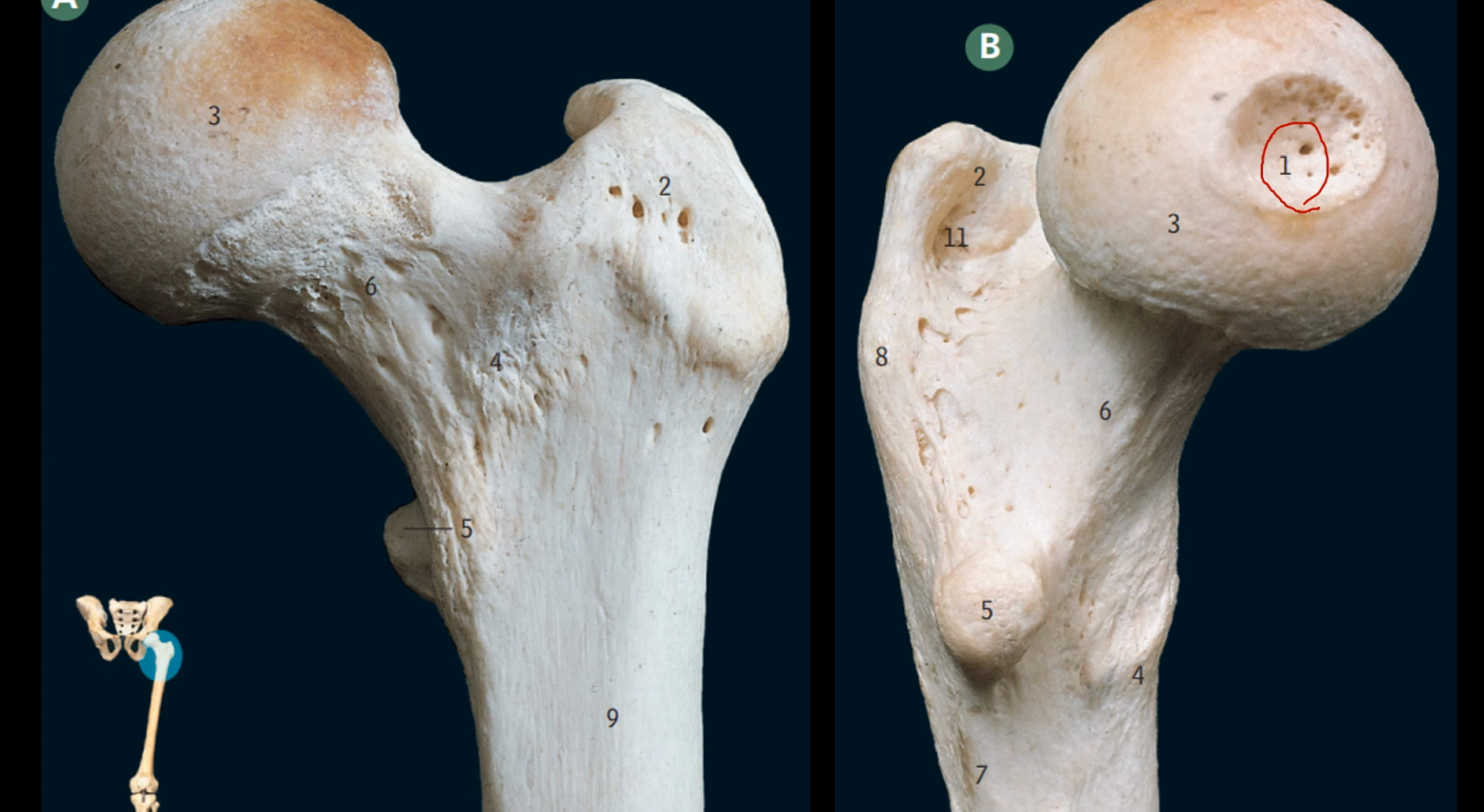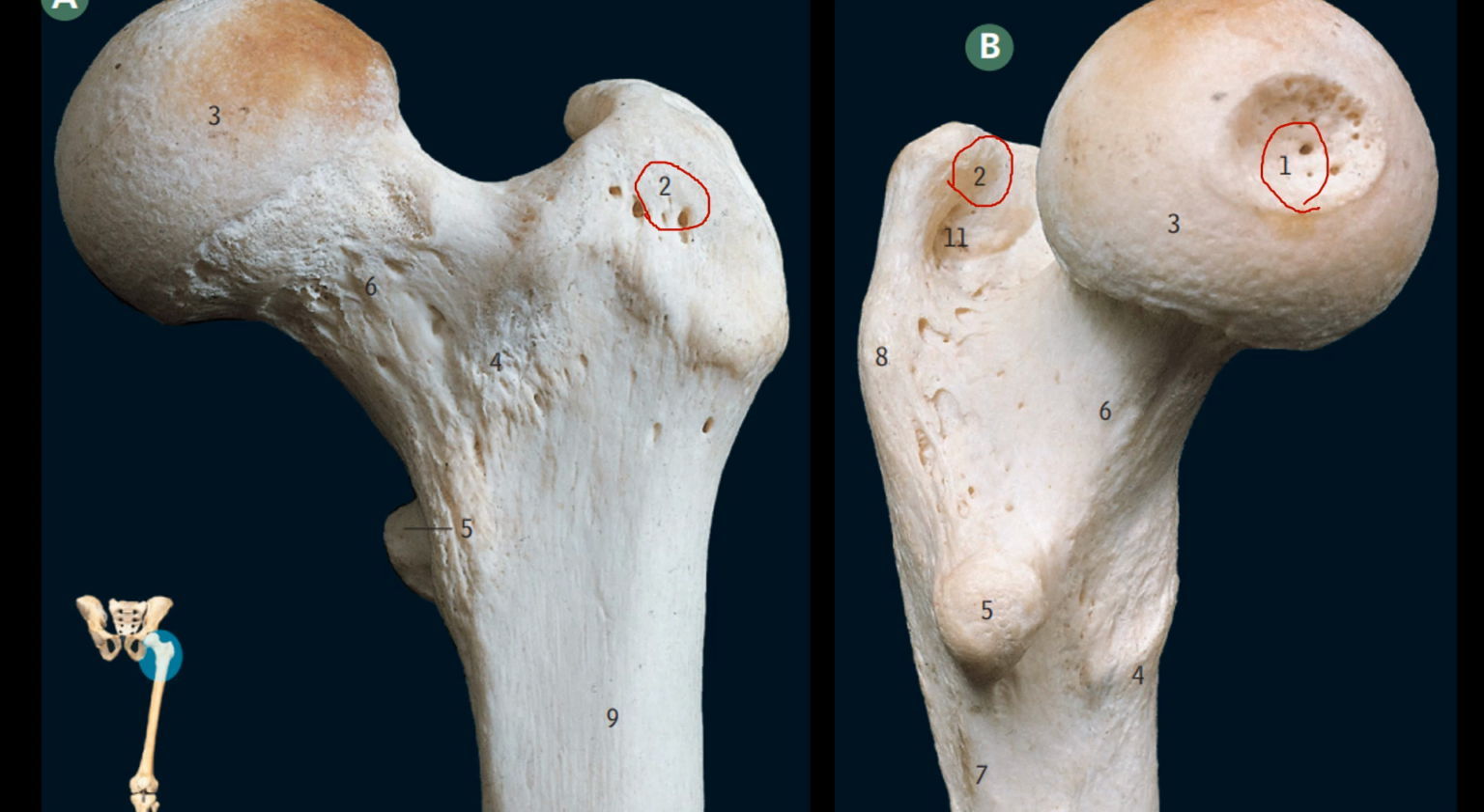The second structure that we will see more clearly anteriorly is the greater trochanter. The greater trochanter is a large quadrangular prominence located at the upper part of the junction of the neck with the shaft. The upper border of the trochanter lies at the level of the center of the head.